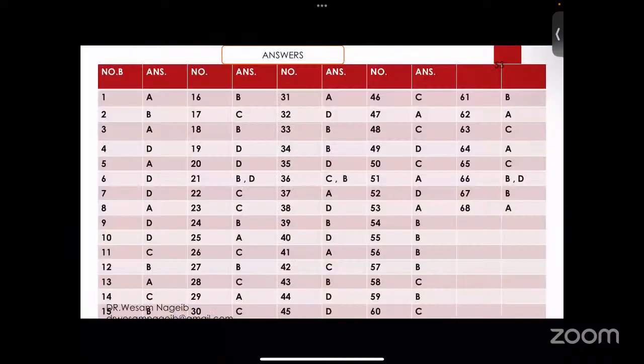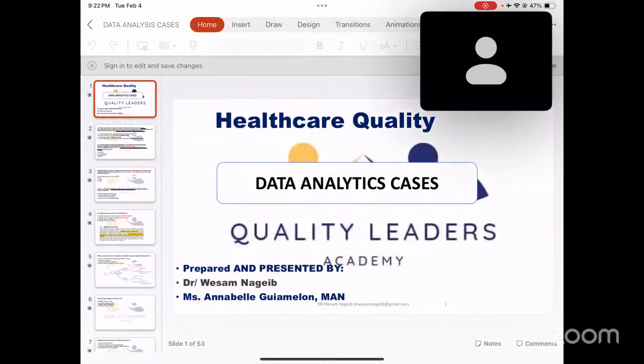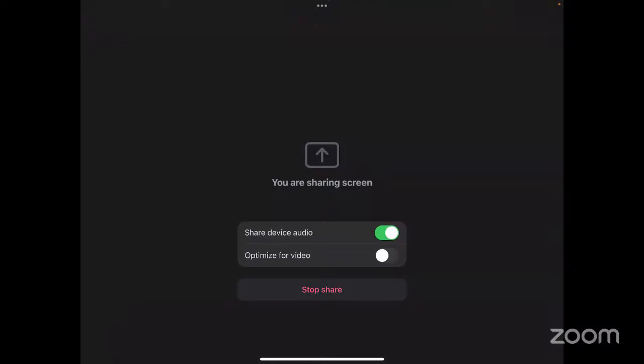Okay, so study hard. That ends our health data analytics cases for tonight. Any questions so far? Okay, if none, let's proceed to our quiz, final quiz number 5.